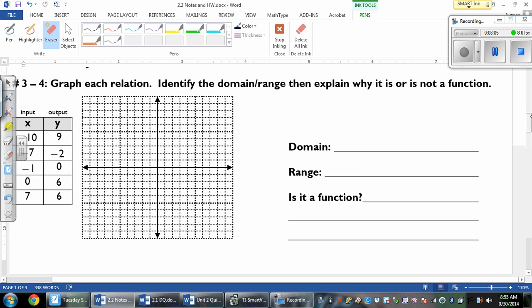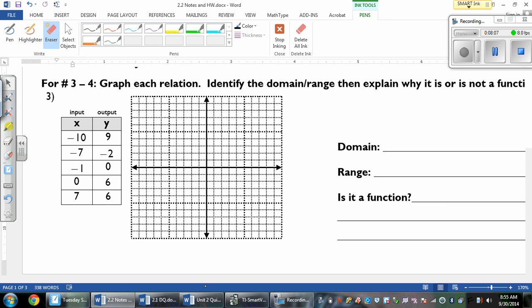Alright, so what we're going to do is plot this relation and just list the domain and range, and then by looking at the graph, figure out if it is a function or not. Alright, so to plot this point, negative 10, 9, I go left 10, up 9. To plot negative 7, negative 2, I go left 7, down 2. To plot negative 1, 0, I just go left 1. To plot 0, 6, I just go up 6. And lastly, to plot 7, 6, I go right 7, up 6.